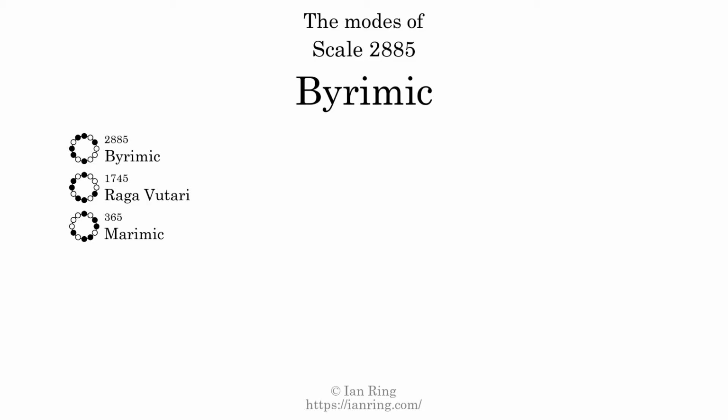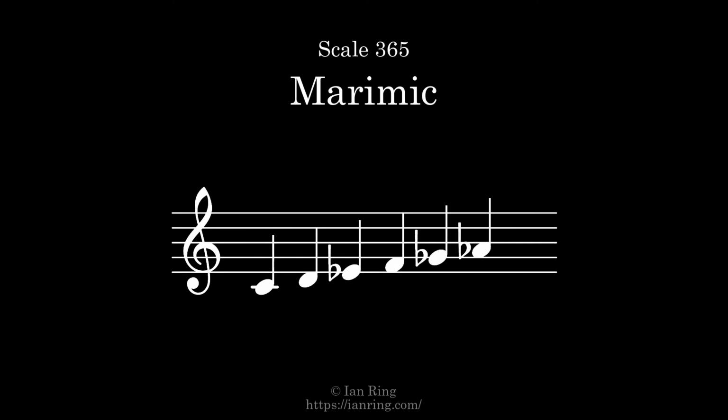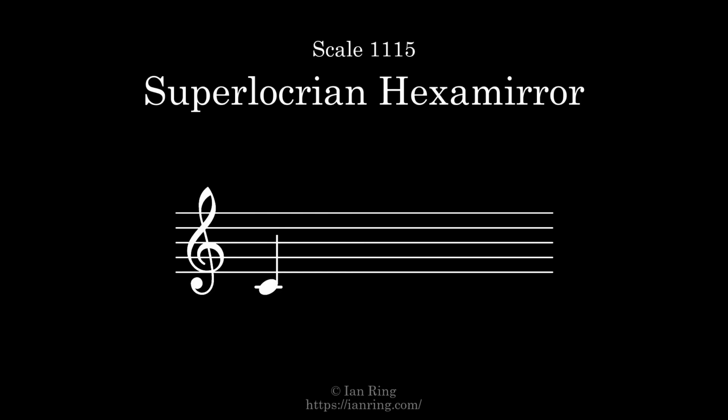The third mode is scale 365, also known as Byrimic. It sounds like this. The fourth mode is scale 1115, also known as Superlocrian hexamirror. It sounds like this.